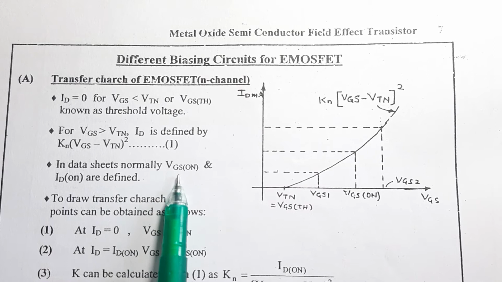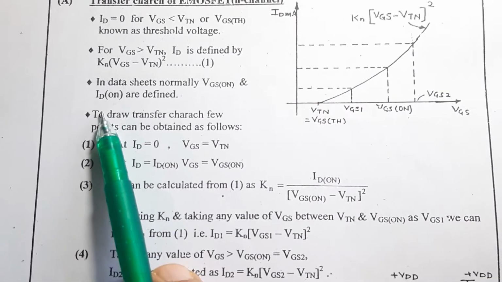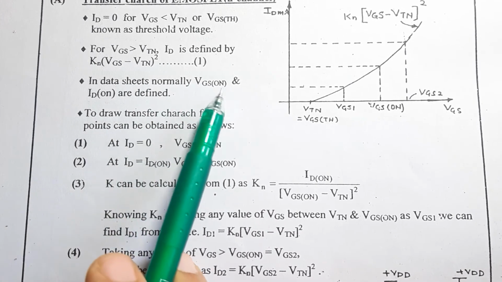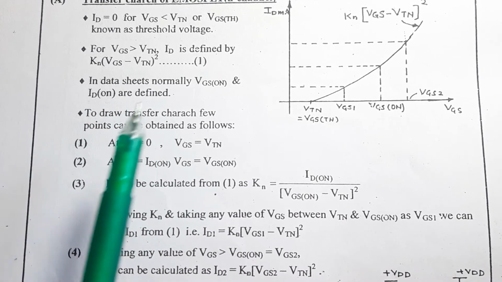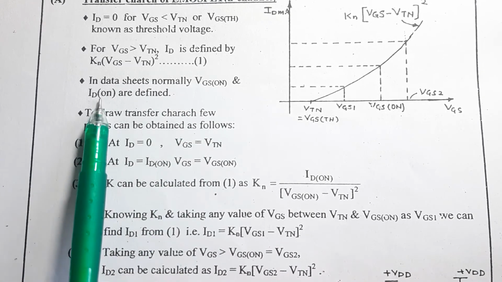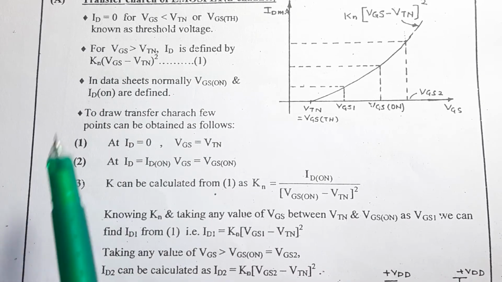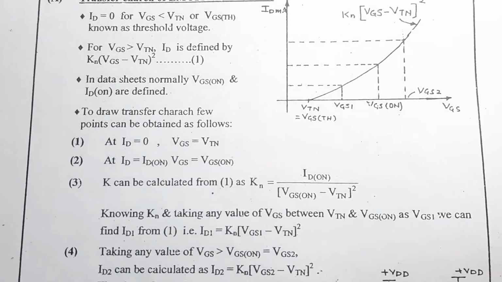In data sheets, normally VGS on and ID on are defined. Now, what is the data sheet? When we do numericals on designing, I'll make you understand what we mean by that. Up till then, please remember that in case of MOSFET, the VGS on and ID on are defined on some kind of a data sheet. It is a big sheet in which all those values are predefined, standard values.